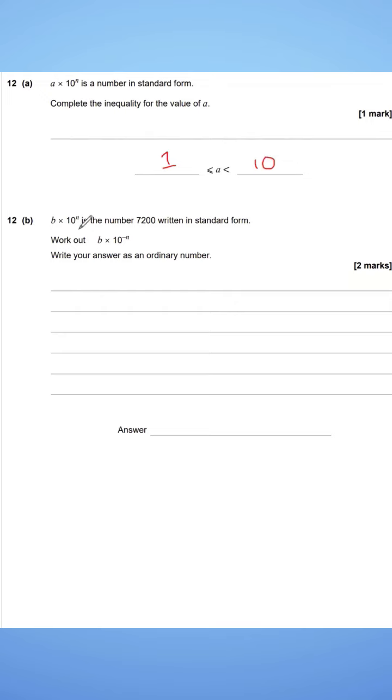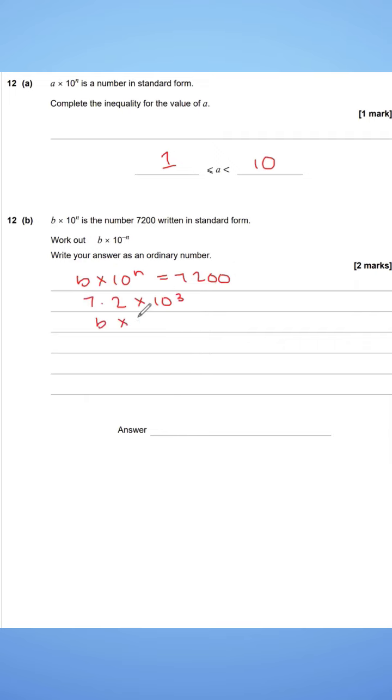Part B says B times 10 to the power of n is the number 7200 written in standard form. Work out B times 10 to the power of negative n. Write your answer as an ordinary number. So we know that B times 10 to the power of n is the number 7200 in standard form. So that would be 7.2 times 10 to the power of 3 in standard form.